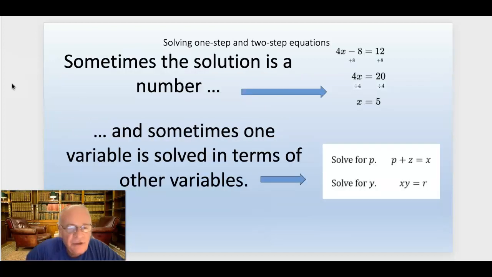Now, sometimes the solution is a number, and sometimes we solve one variable in terms of other variables. But y'all, look, we won't do that until the end of this unit, okay? Today, we're just going to find a number.